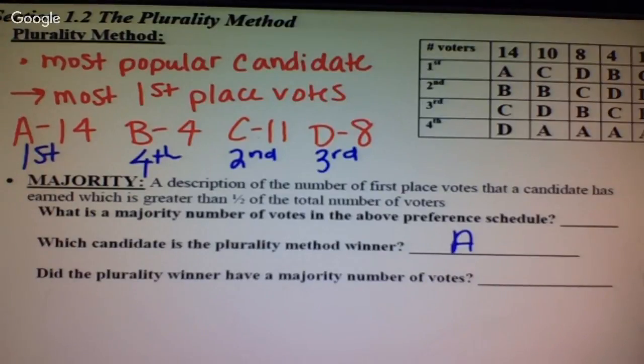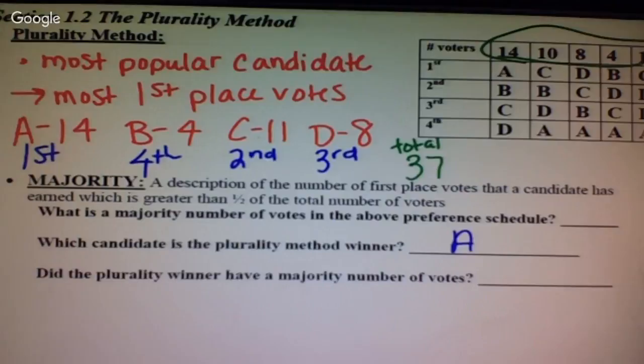The last thing we need to talk about in this section, and then we're just going to do some more examples with it, is majority. A plurality winner does not have to have the majority of the votes. In order to have a majority of the votes, you need to have greater than half of the votes. So the first thing you need to do is find your majority. In order to do that, I first need to know how many total voters do I have in this election? 37.